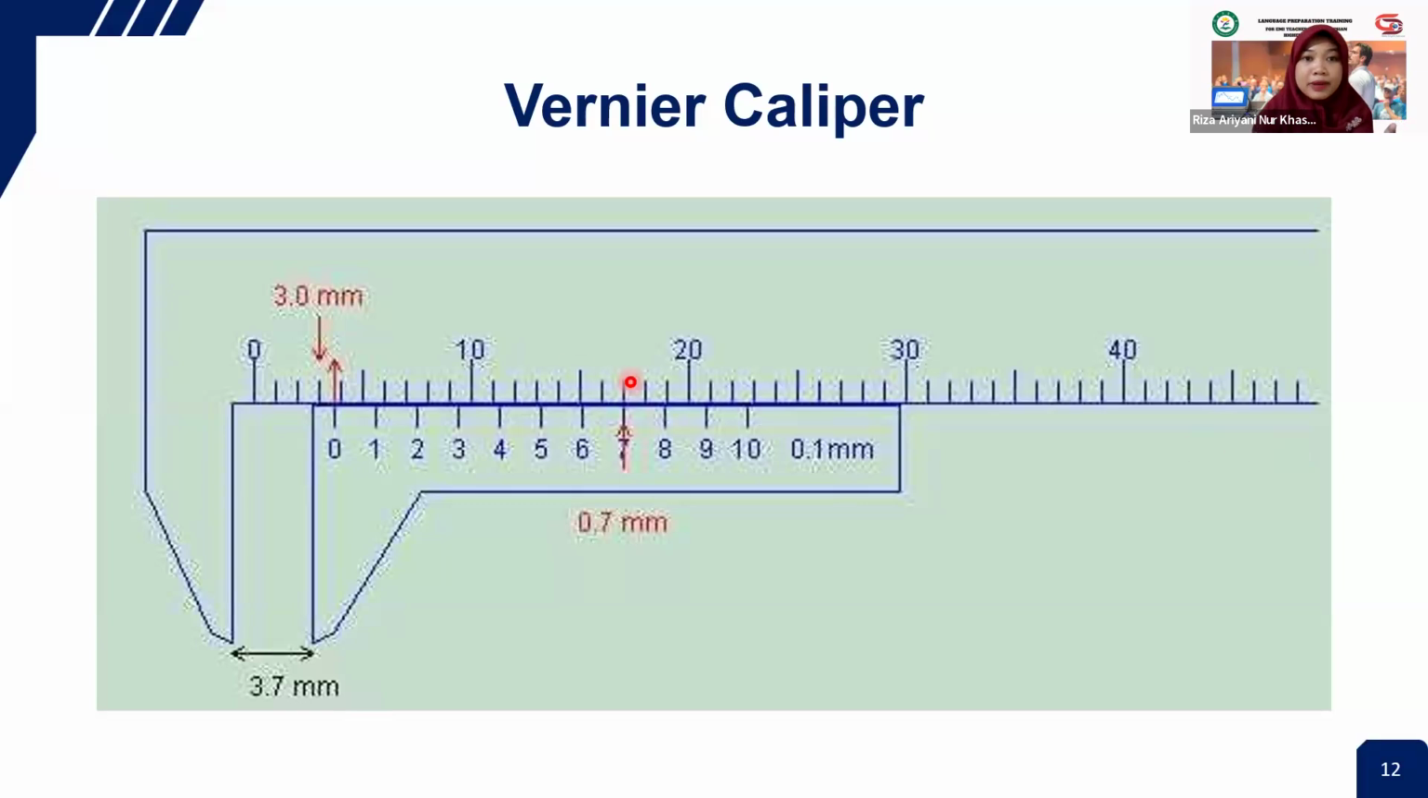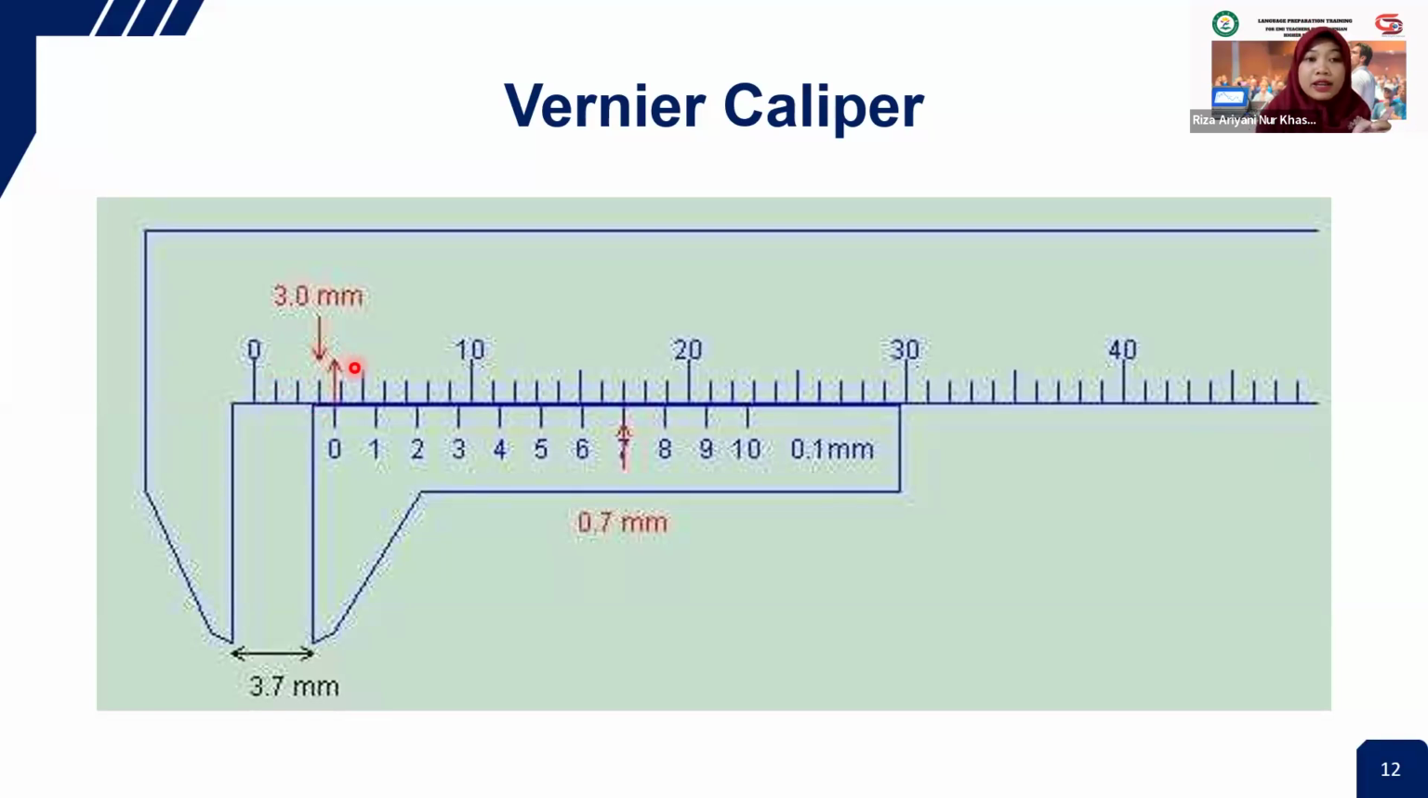Yeah, please pay attention. First, we have to read how many lines before the 0 on the left side. We can count them: 1, 2, 3. So 3 lines means 3 millimeters or 0.3 centimeters.